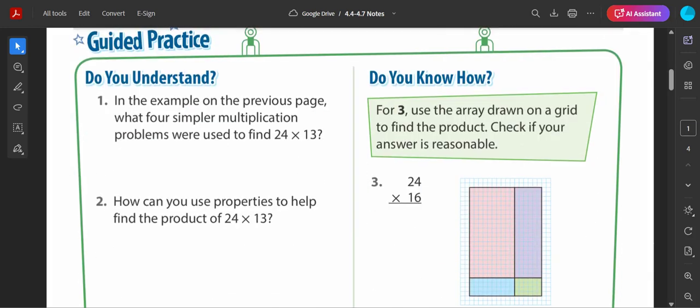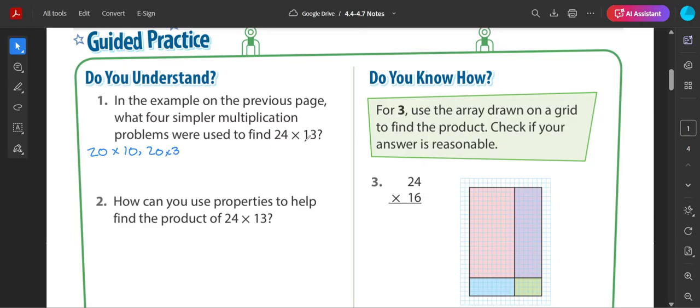It says, in the example on the previous page, what 4 simpler multiplication problems were used to find 24 times 13? So we used partial products. And if you remember the partial products, the equations that we used in order to get 24 times 13 were 20 times 10, that was one of the equations. Then we did 20 times 3.